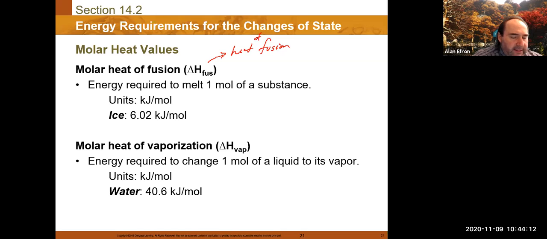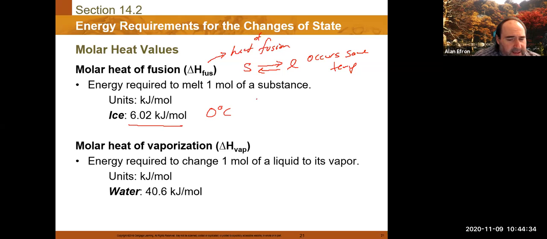And it is really just the energy to take solid to liquid or liquid to solid. Remember, this occurs at the same temperature. For example, for something like water, it is 0 degrees Celsius where that occurs. And this is the heat of fusion for water. It's about 6.02 kilojoules per mole.